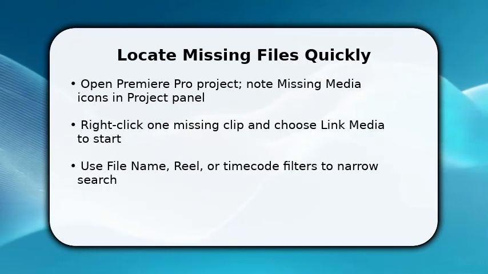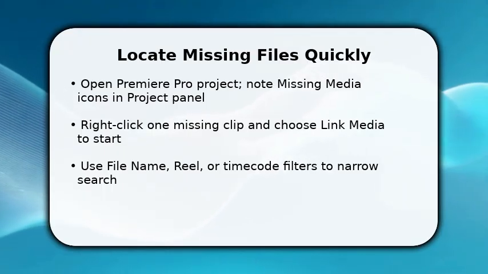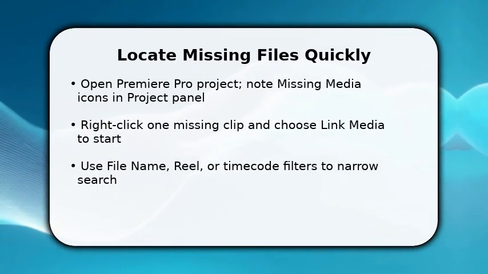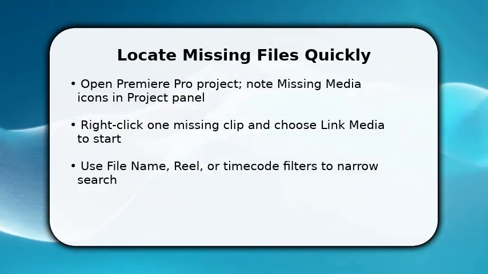You're in Premiere with offline clips. Start by selecting a single missing item in the project panel. Right-click and choose Link Media to open the Link Media dialog. In that window, focus on file name and path first, because Premiere prioritizes exact matches.